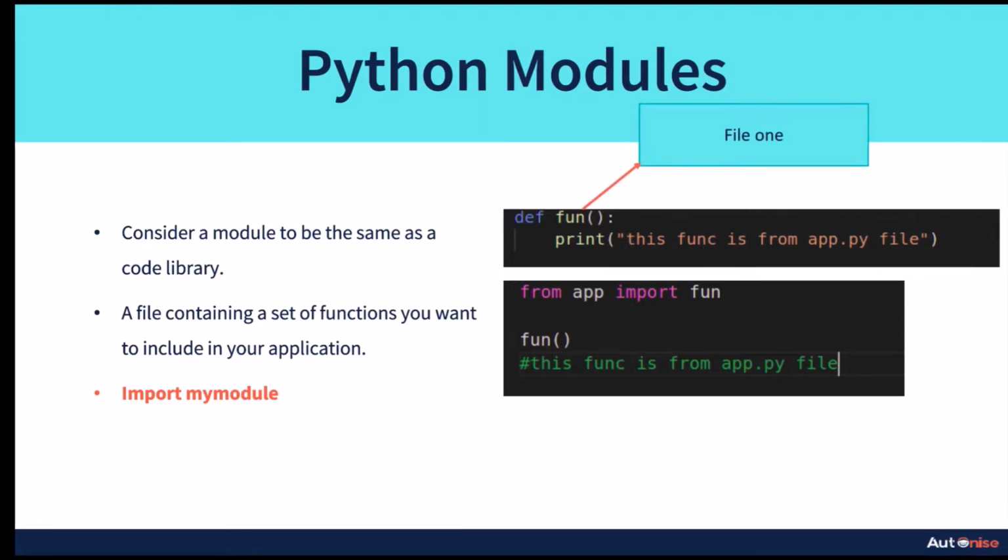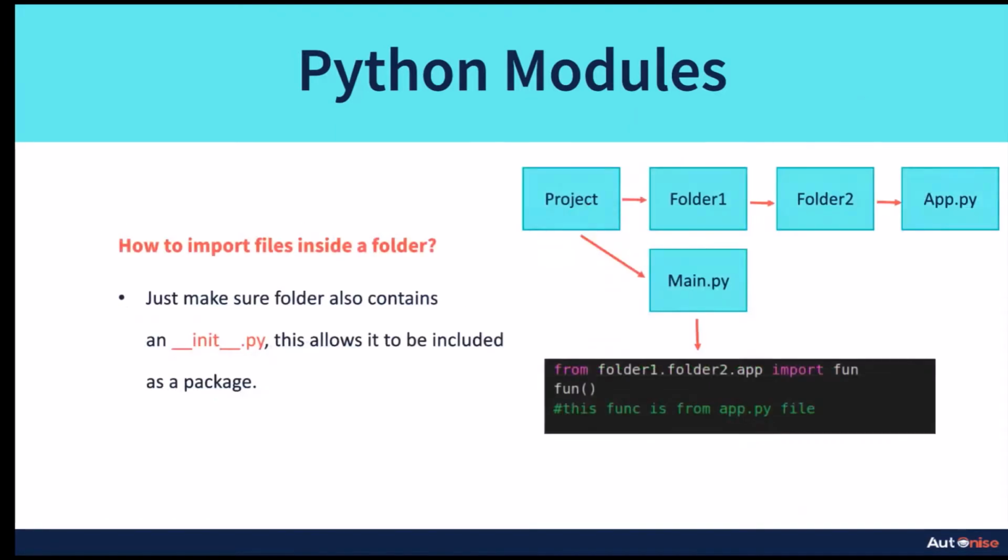So this function was in file 1, while the function was being called in file 2. Similarly, right now we had the files in the same folder. What if we have these files in different folder structures?